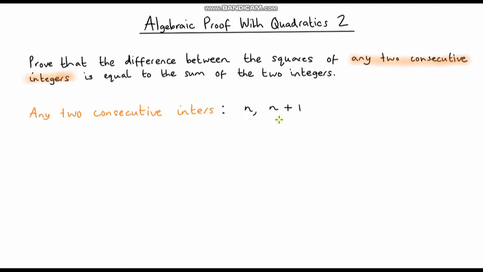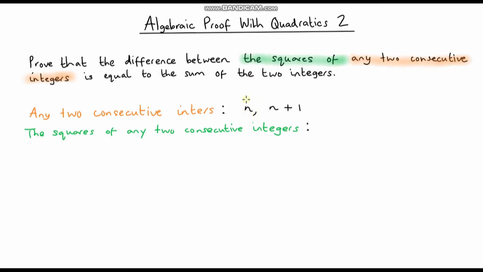So for example, our two consecutive integers could be 6 and 7. So n would be 6, and here we'd have 6 plus 1, which is 7. So these would be our two consecutive integers. Now let's have a look at the bit before that. It says the squares of any two consecutive integers. So we need to square these two numbers.